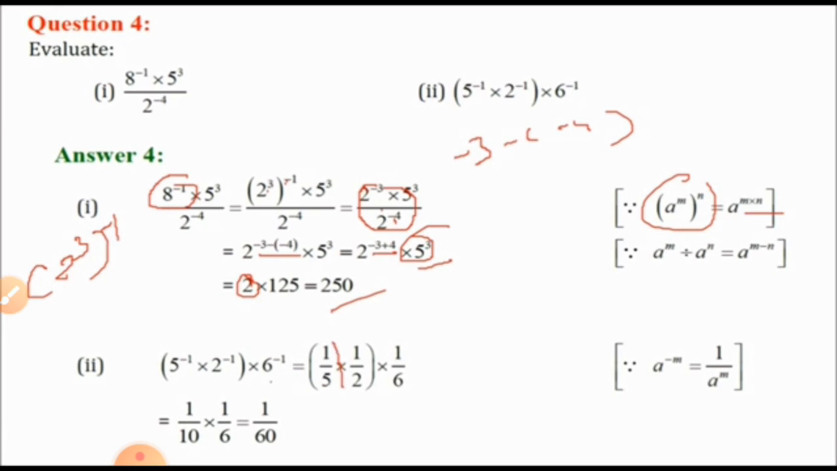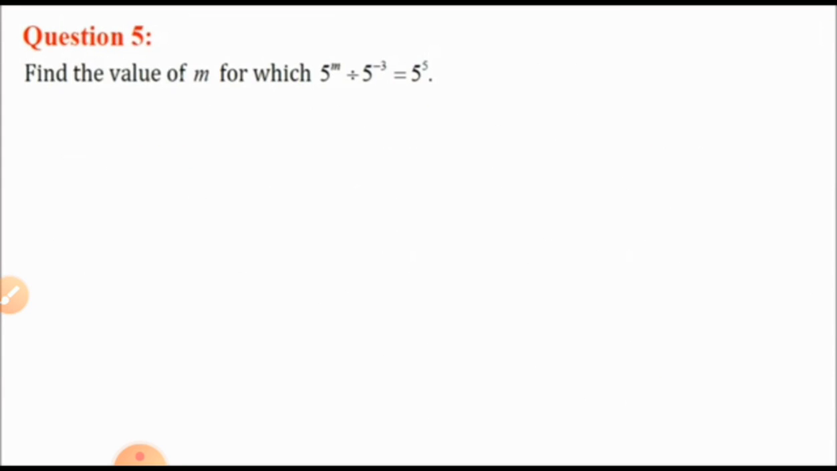The second one also in the same way is multiplied, 5 raised to 1, that's 1 upon 5, like that. Question number 5: find the value of m for which 5 raised to m divided by 5 raised to 3 is equal to 5 raised to 5. In place of m, what will be the answer? You have to check it out.